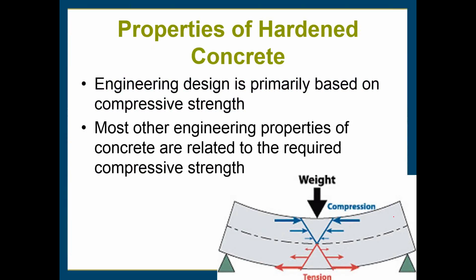So again, this little diagram just shows a beam in flexure. The top part of it is in compression. All those little fibers are being squished together, and the bottom part of that beam is in tension. It's kind of stretching out in response to that force being applied. So engineering design is typically based on compressive strength, and a lot of other properties are related to that compressive strength.